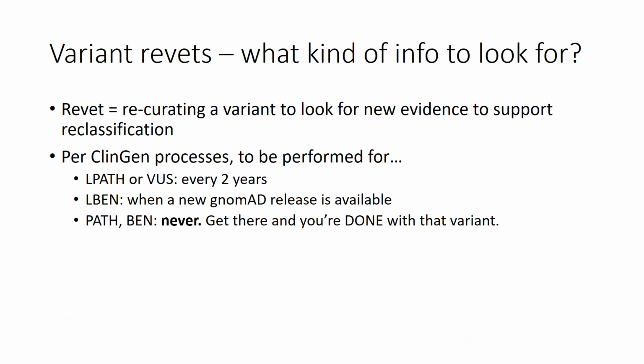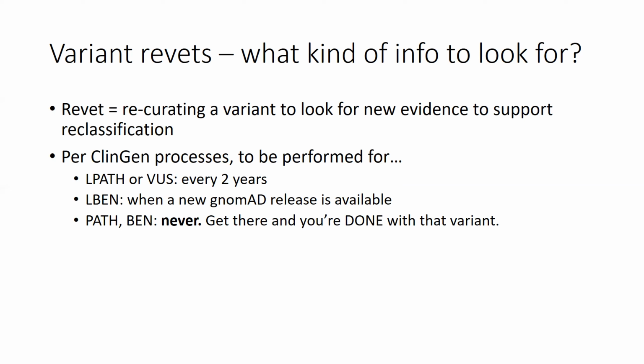Next, I was going to talk a little bit about variant revets, what type of information to look for. When I say the word revet, that might be a little bit of lab speak. What I mean is recurating a variant to look for new evidence to support if you can change your classification. Per the processes we use for our ClinGen VSEPs, we're supposed to be doing this for likely pathogenic or variants of uncertain significance every 2 years.